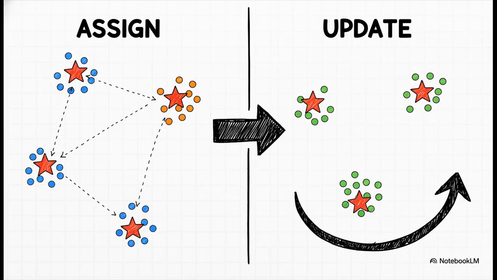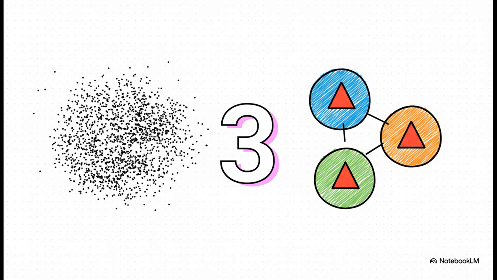Okay, now this is where the fun really begins. In the assign step, every single data point looks around and finds its closest centroid. Then, in the update step, each of those centroids moves to the dead center of the new group of points it just collected. And that cycle, assign, update, it just keeps repeating until the groups are so stable that the centroids stop moving. And just like that, here's our result.